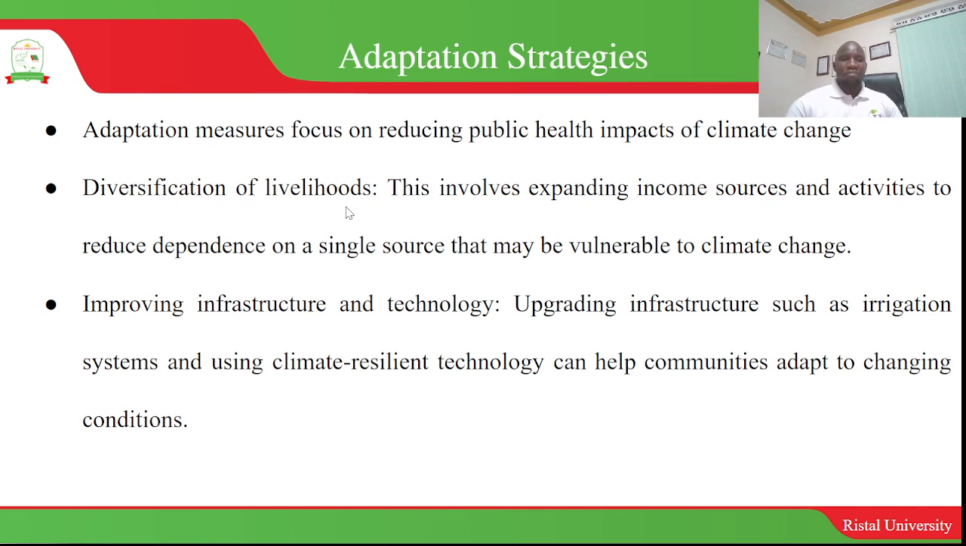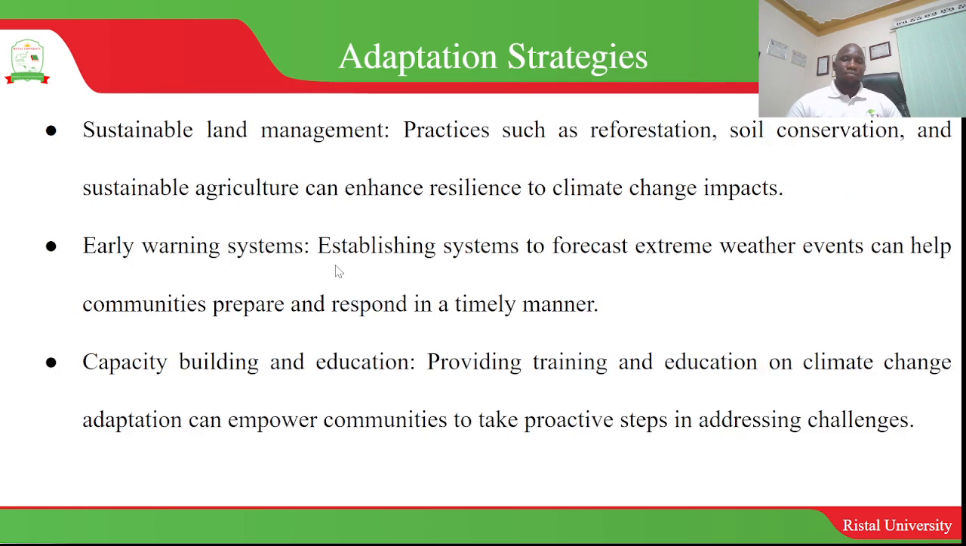Improving infrastructure and technology, irrigation, using climate resilient technology, this can actually help. Sustainable land management practices, soil conservation practices, reforestation, these are very important. Having early warning systems, the meteorological departments should be warning people. Okay, maybe we need to look at the meteorological department in South Sudan. How is the information about this season shared? Are people receiving this information? If you are going to have a long period of drought, are people being warned about this?